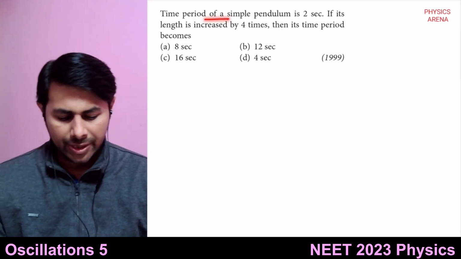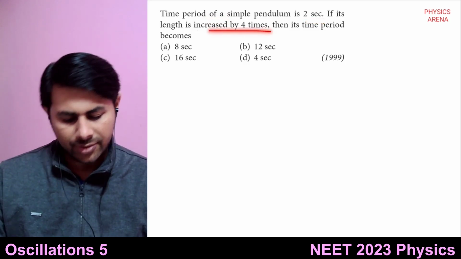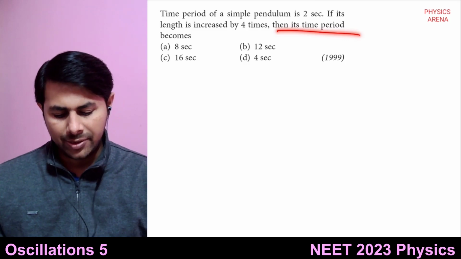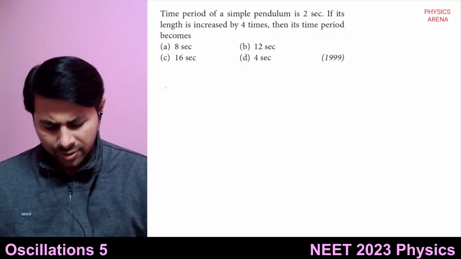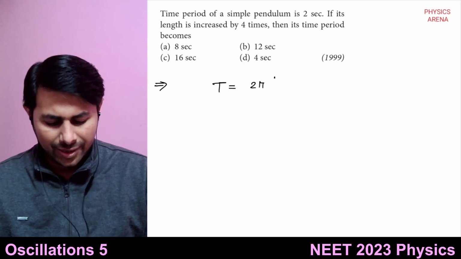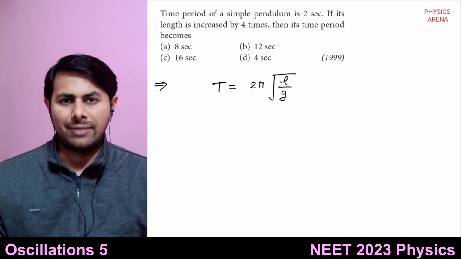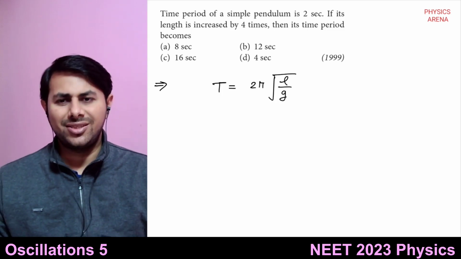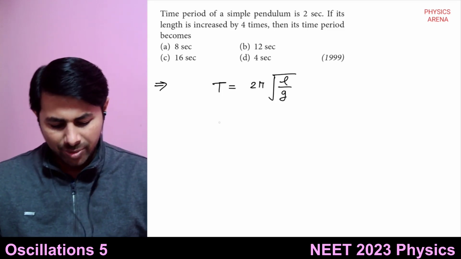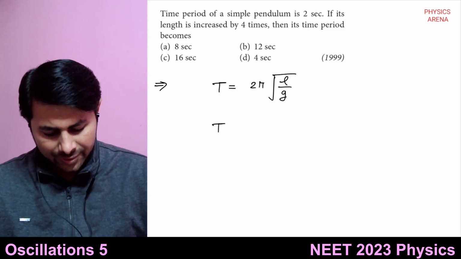Time period of a simple pendulum is 2 seconds. If its length is increased by 4 times, then its time period becomes? This is very simple. T equals 2 pi root of L by G. If length becomes 4 times, time period becomes twice because it is directly proportional to root of L, right?